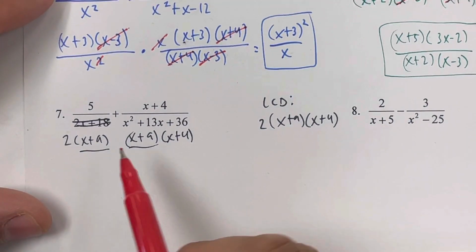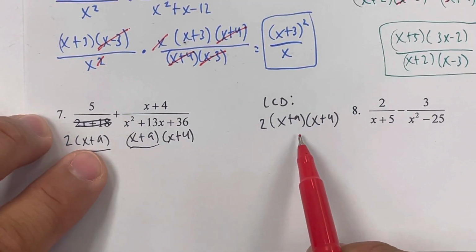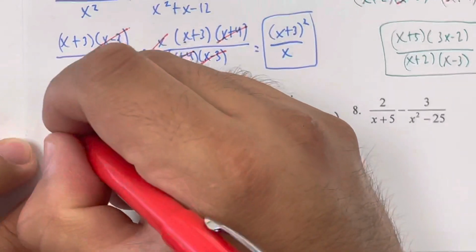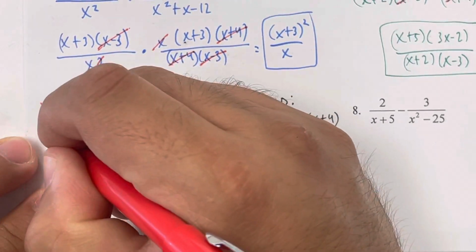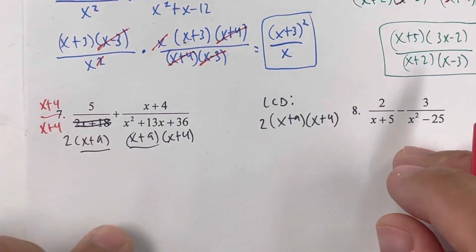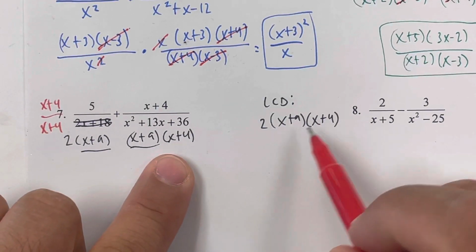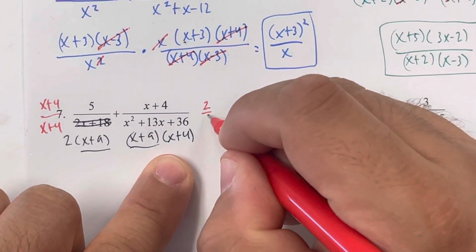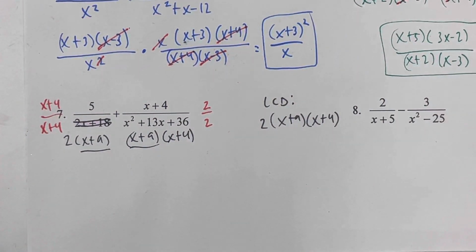So the first one, I see it has the 2 and it has the x plus 9. It's missing the x plus 4. So I multiply the top and the bottom of the fraction by x plus 4. The second one has x plus 9 and x plus 4. We see that it's missing the 2, so we multiply the top and the bottom by 2.